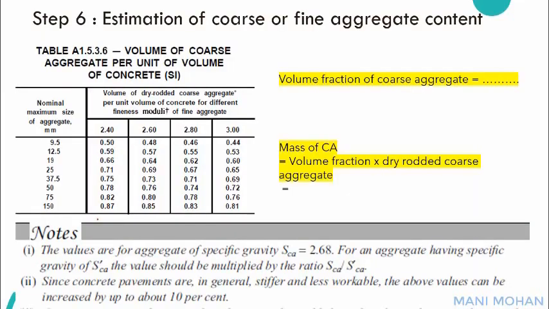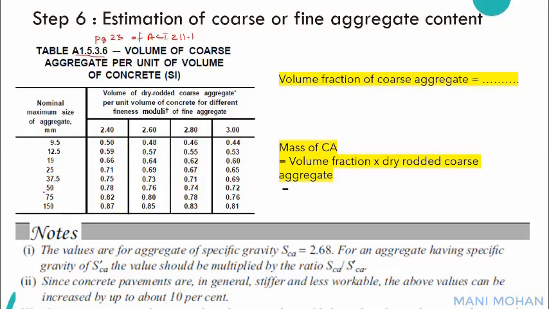Step 6. Estimation of coarse and fine aggregate content. The coarse aggregate content is estimated from table A1.5.3.6, which is given in page 23 of ACI code 211.1.